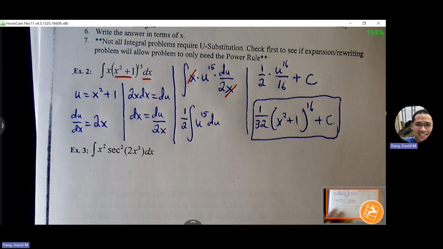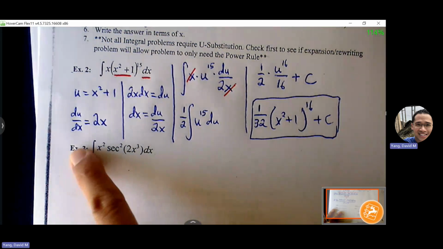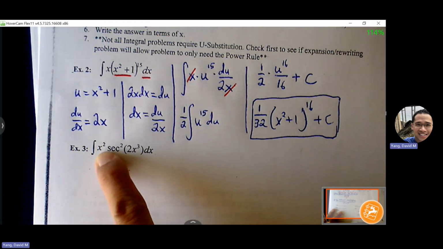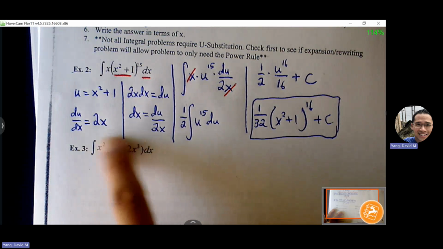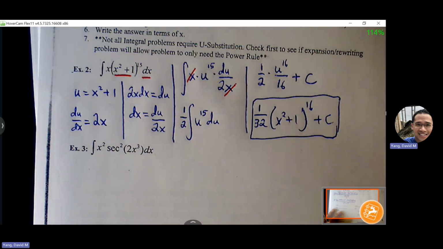So we can't split it up, right? We can't say, oh, this is power rule and this is some other rule. We can't do different rules across multiplication. This is all connected, but we don't have a rule that can handle that mess of a problem. So we look to U substitution.